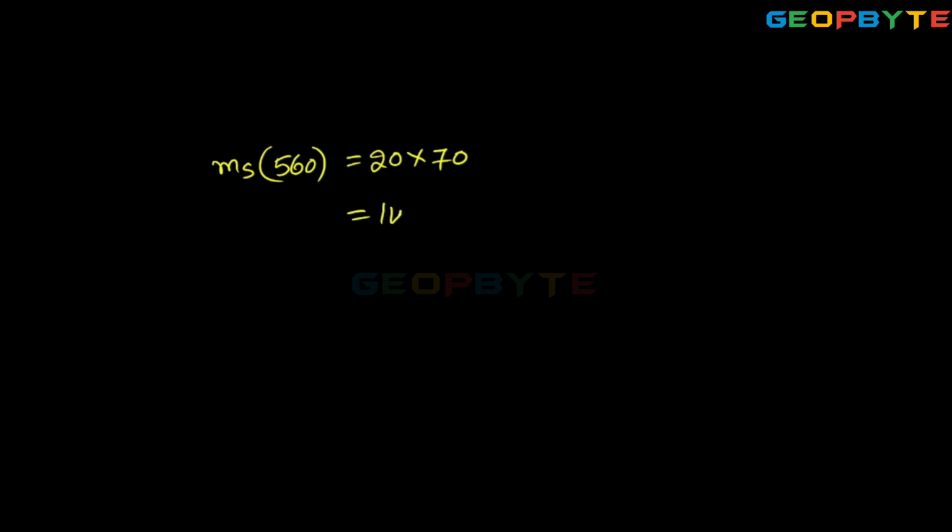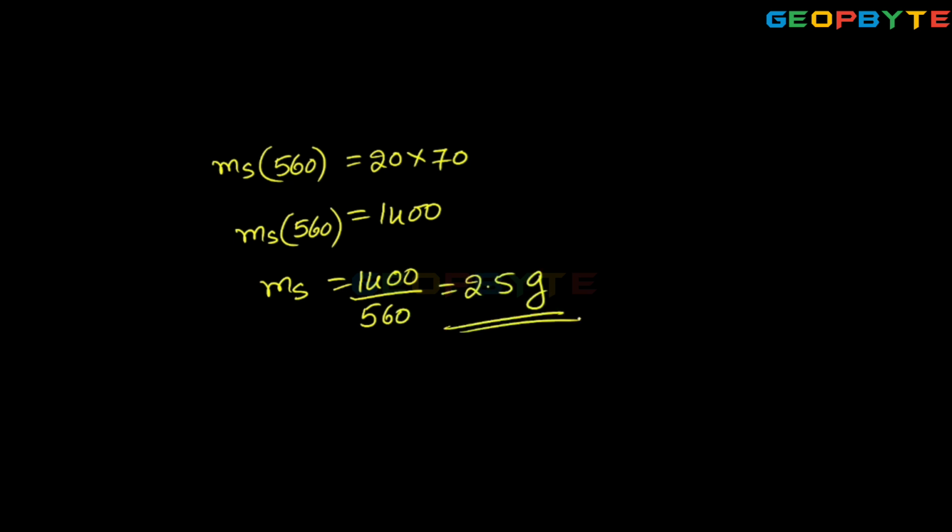It is equal to 1400. So 1400 equal to mass of the steam into 560. Therefore, mass of the steam equal to 1400 divided by 560. Simplifying, we get 2.5 grams. So this is the mass of the steam which is converted to water.